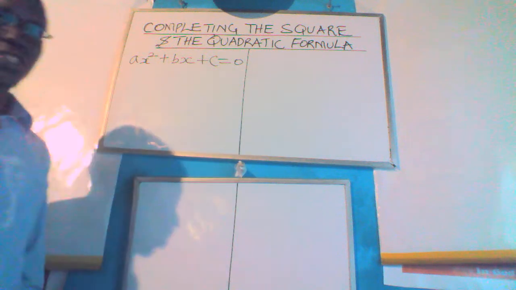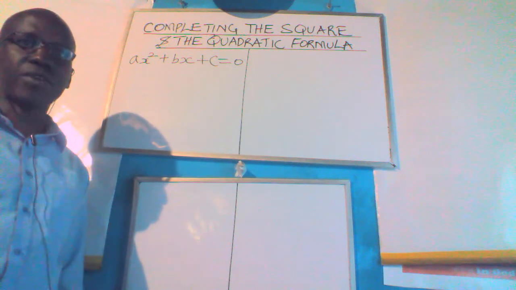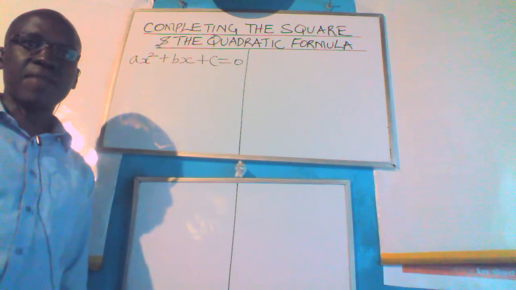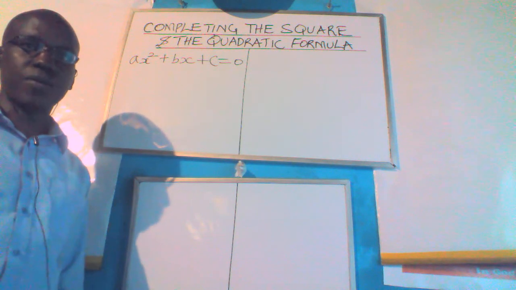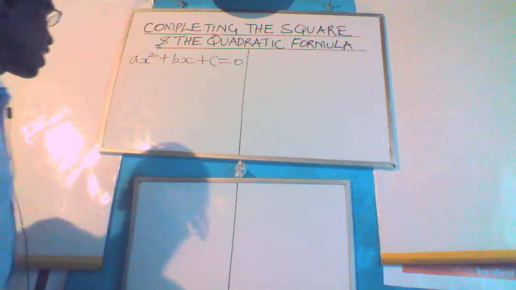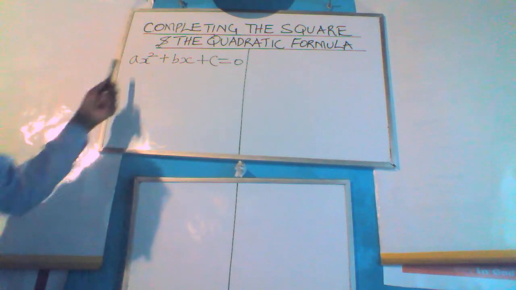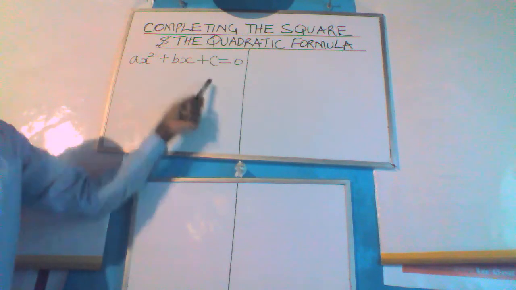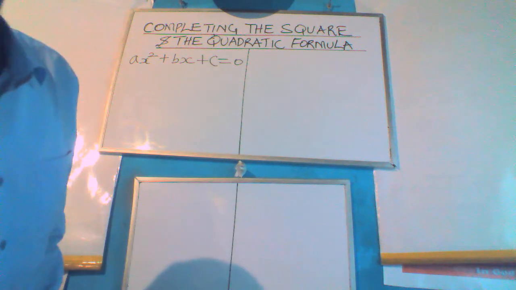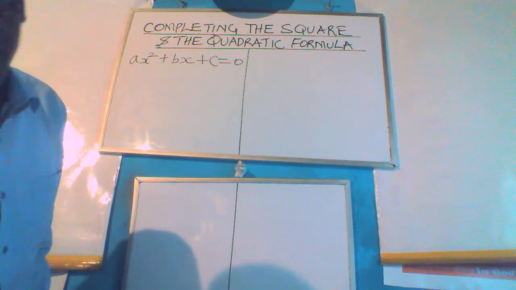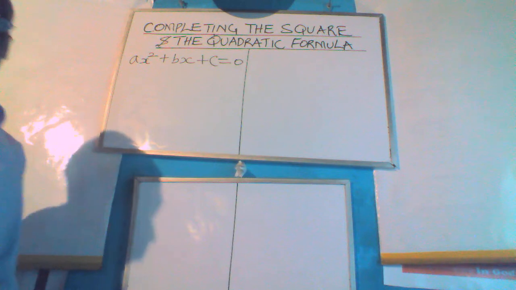Hello, in this session we are going to derive the quadratic formula by the method of completing the square. Welcome. The expression given is ax squared plus bx plus c. Now this expression is a standard quadratic equation.